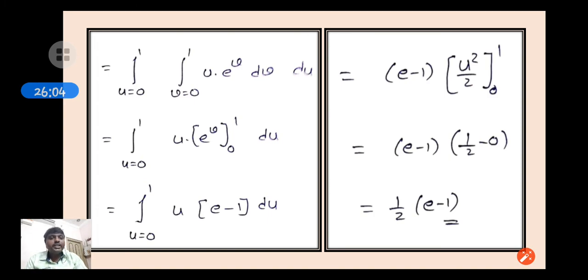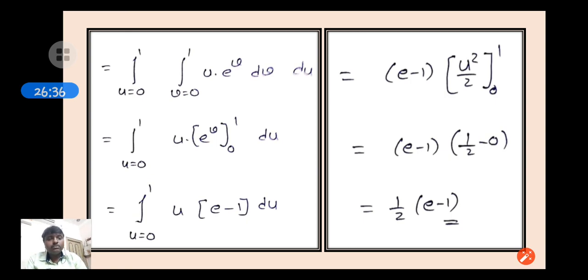So e minus 1 is constant here. Bring it outside the integration, and it is enough to write the integration of u. The integration of u is u square by 2 under the limits 0 to 1. So e minus 1 into upper limit 1, 1 by 2 minus lower limit 0. So 1 by 2 into e minus 1. So this is the way we can solve the double integration by changing the order of integration.